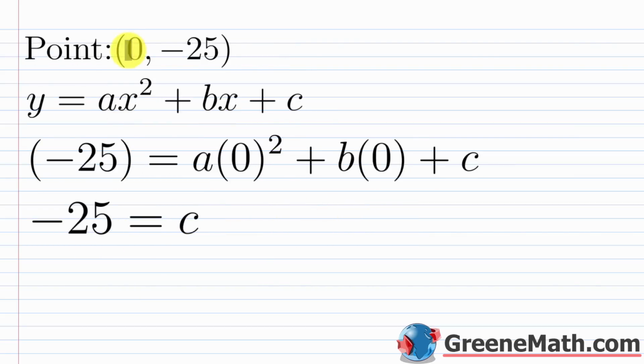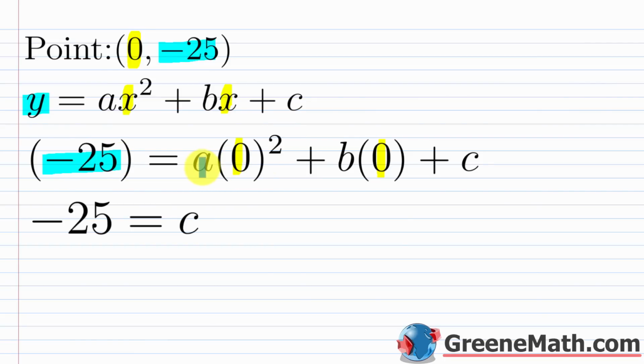So now for the next point, we have 0, comma negative 25. So 0 is your x value. When you get this situation, it actually makes the problem a lot easier. So when you plug that in, it's going to go right there and right there. So right here and right here. And then for your y value, you're going to have a negative 25. So that goes right there. And then of course, it's going to be right there. So we know that 0 times anything is going to be 0. So 0 squared is 0.